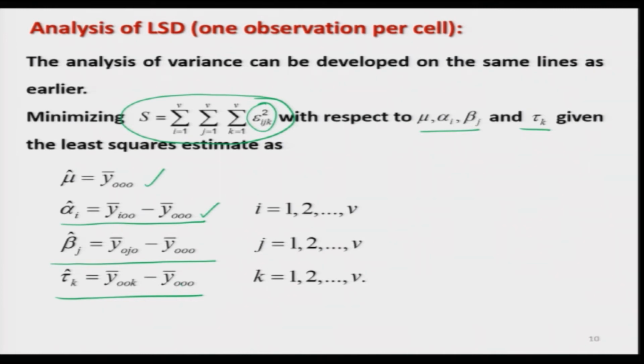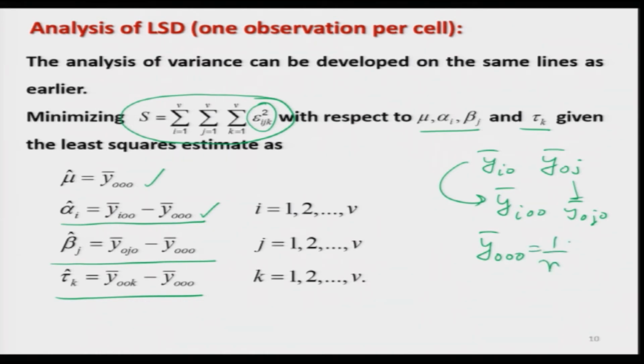You can see that these expressions are very easily obtainable if you have understood one-way and two-way analysis of variance. The way you wrote y bar i naught or y bar naught j in two-way analysis of variance, you can very easily write y bar i double naught and y bar naught j naught here. Similarly, you can write y bar double naught k and y bar triple naught. For example, this is simply 1 upon n times the triple summation of y ijk, where n is the total number of observations, which is equal to v square.